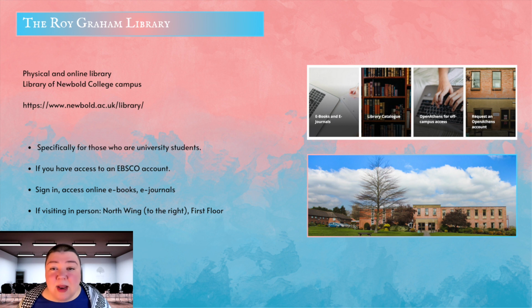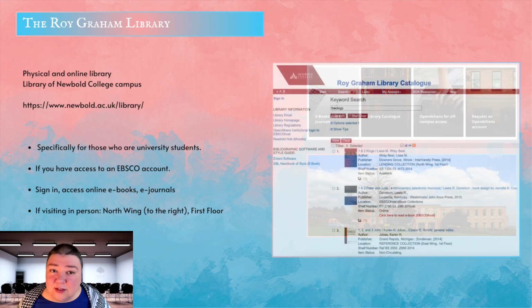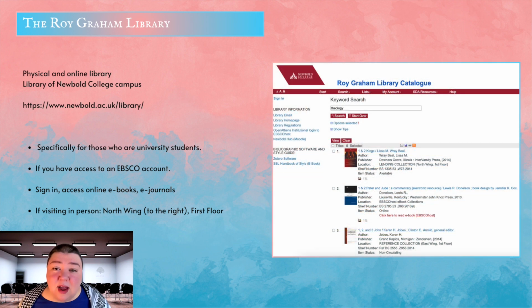The Roy Graham Library is an on-campus library of Newbold College in England. They have a decent collection of excellent theological books and journals from all over the world. You can read some of these online if you have an EBSCO account. Of course, if you can visit the library in person, please do. It's worth exploring, particularly the upstairs, the north wing, so you turn to your right at the stairs.